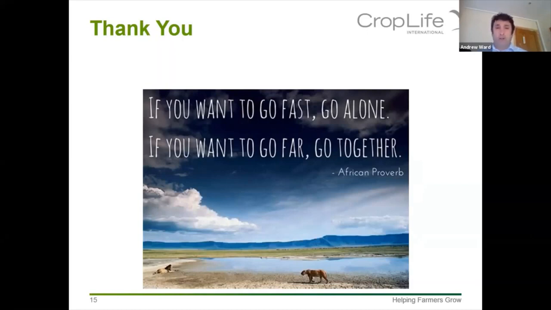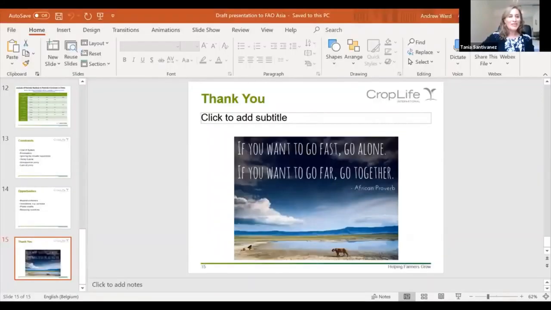Thank you very much, Andrew. Very interesting presentation. This presentation allows us to see how the private sector can support in this area in line with the International Code of Conduct on Pesticide Management. Really appreciate the presentation. Indeed, if we want to solve the problem of these container issues, we need to work together. I agree with you 100%. We need to work together, all the stakeholders, not just the government, not just private sector, not just NGO, all we need to work together.